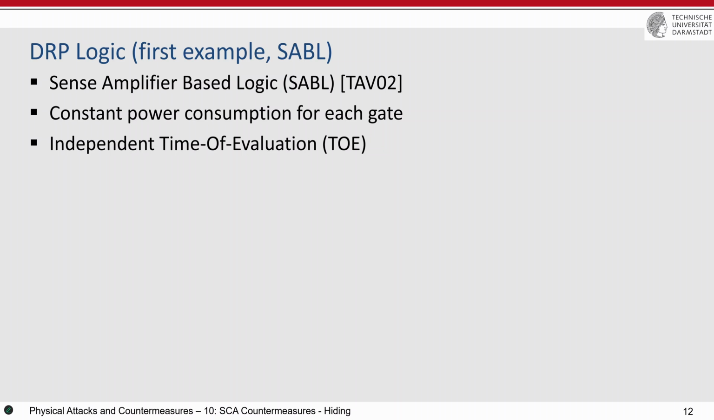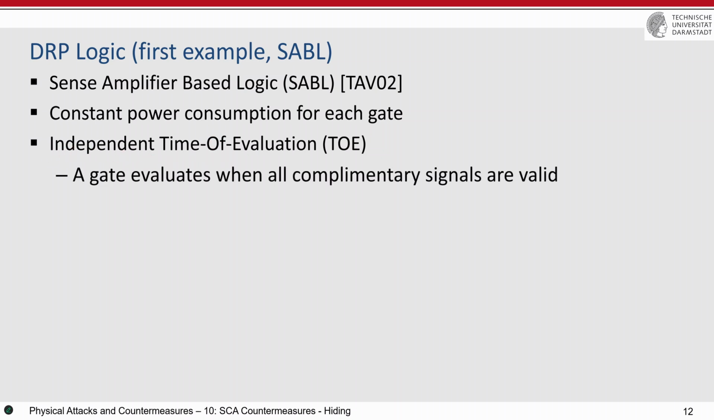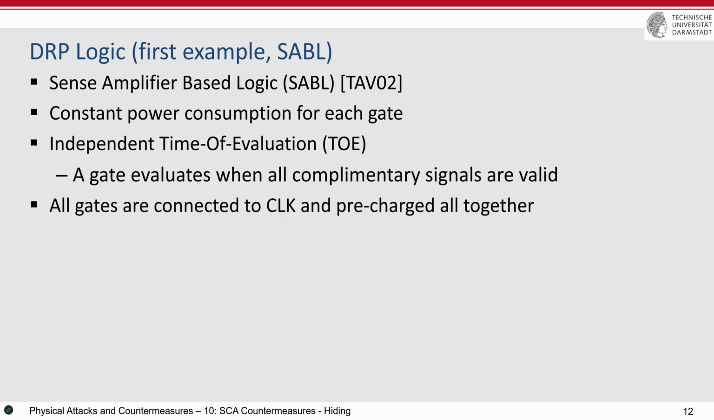This issue, as I said, of generating or issuing the output early is also called the early propagation issue. It means that it propagates the input to the output early. It means that it doesn't wait for all inputs to arrive. SABL doesn't have this problem. Its time of evaluation is completely data independent, which means that it evaluates when all complementary signals are valid.